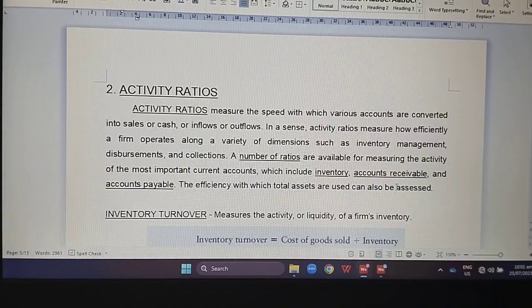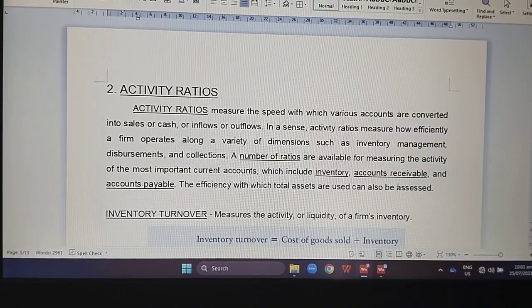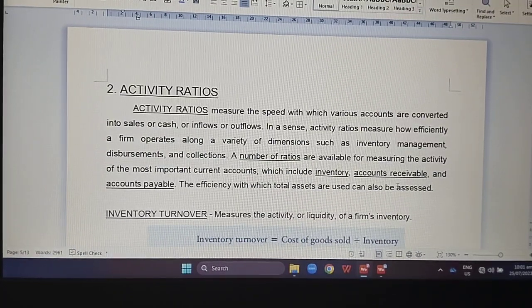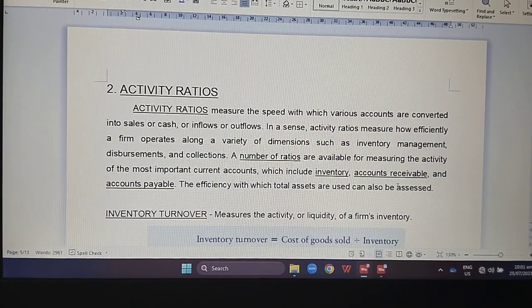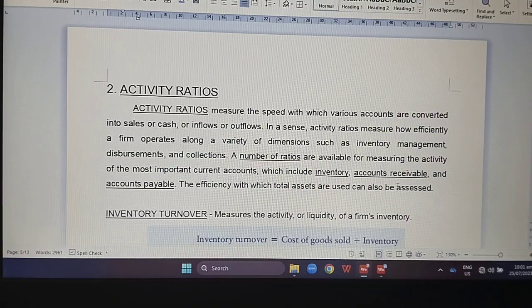Next is the activity ratios. Ang activity ratio measures the speed with which various accounts are converted into sales or cash. Okay? Either inflow or outflow. In a sense, activity ratio measures how efficiently a firm operates along a variety of dimensions, such as inventory management, disbursement, and collection. So literally, what is being measured is the activity. Okay? So medyo marami-rami ito.